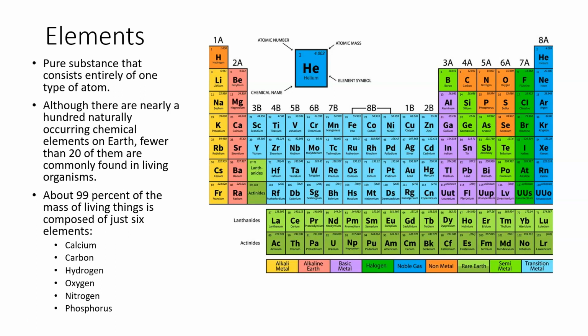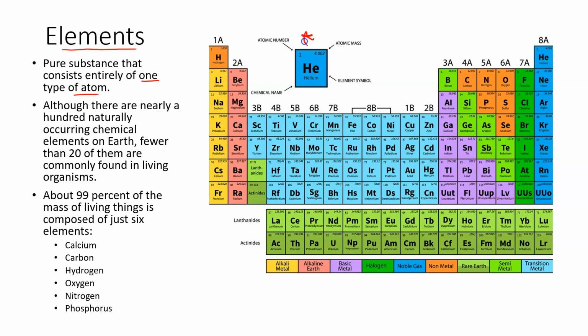For the purposes of biology and honors biology, we're not going to learn the periodic table. We're not going to learn what each of these colors mean. That's chemistry. That will be next year. But I think it's really good to point out that elements, by definition, are pure substances that consist entirely of one type of atom. And I throw that in there because we are talking about atoms.